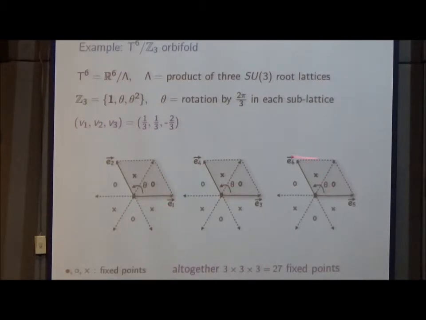And yeah, you could consider here and do a nice picture, like for the Z2 that I did before. Also, another exercise you can do is to find the fixed points. Where are the fixed points? Under this action, you can find the coordinates. There will be 3 here, 3 here, 3 here. Altogether, it's 27 fixed points.